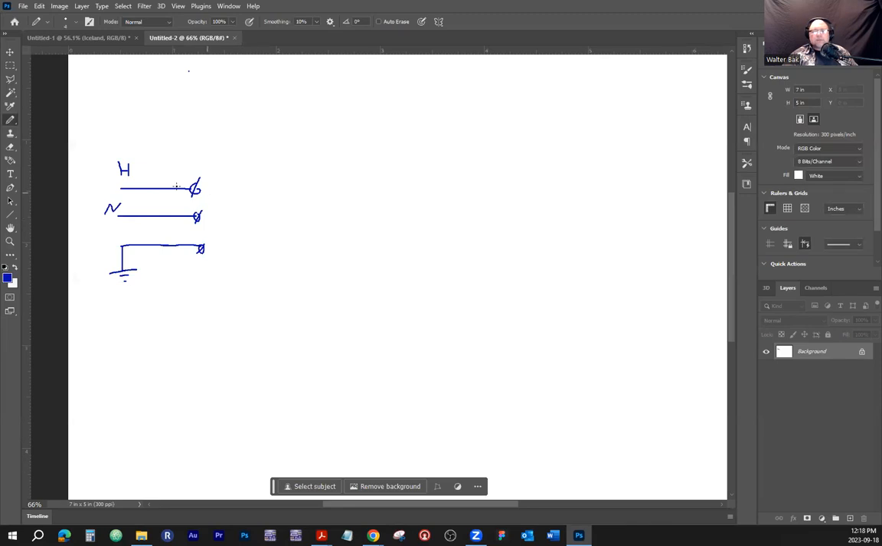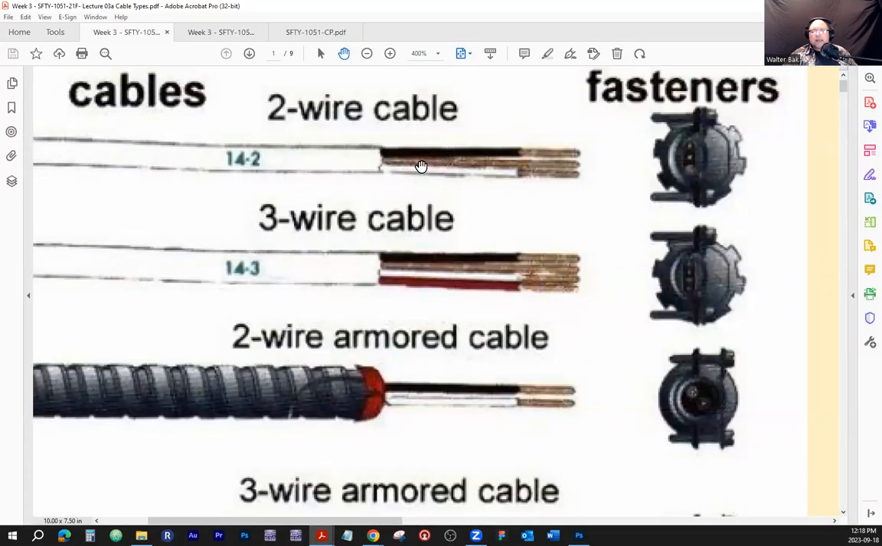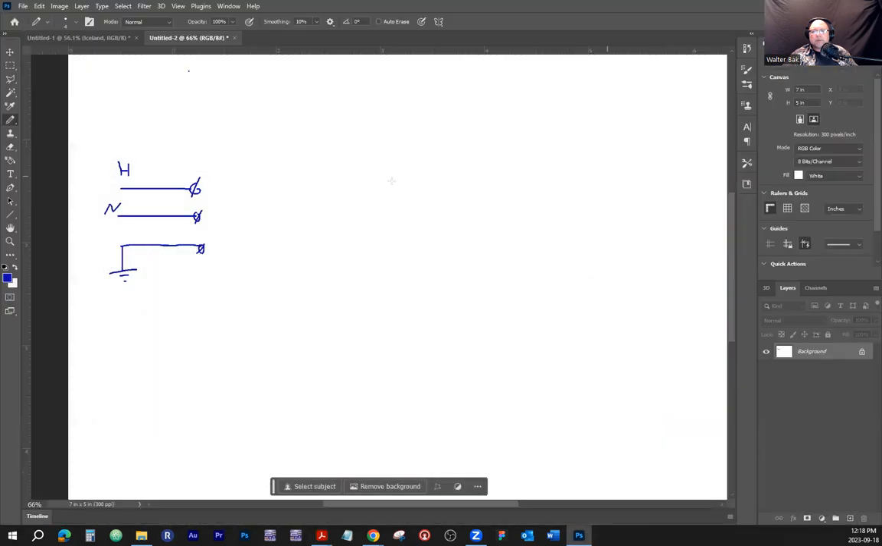Okay, so for example, this hot one here would be black and neutral is going to be white. White is always neutral, bare copper is always bond or ground, and the other one is hot. So let's say we're going to power up this light bulb here. There's a symbol of a light bulb. So we're going to run cables or conductors in order to power up the light bulb.